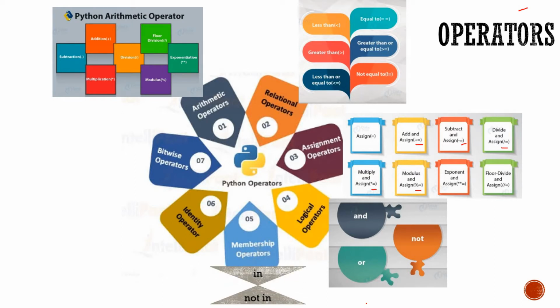After that we are having membership operators. In membership we are checking whether A is present in a list or in a particular place or not. After that we are having the identity operator.